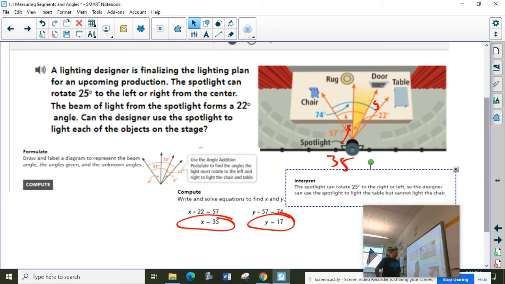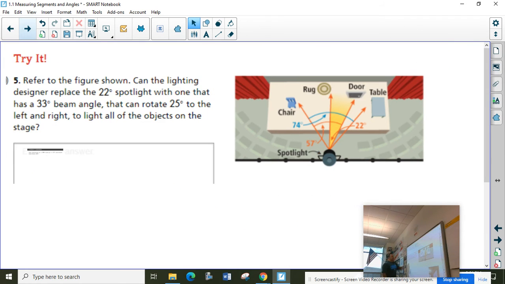Therefore, the spotlight can rotate 25 degrees to the right or left, so the designer can use the spotlight to light the table, but can't get the chair. So it's not going to get the chair, right? It'll easily come here because that's only 17 degrees. This one's 35. There's no way they can rotate it to get there, okay? Don't overcomplicate that one, really, but here we go.